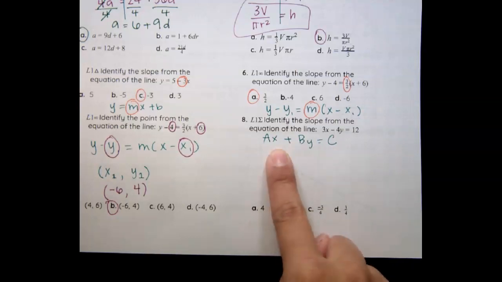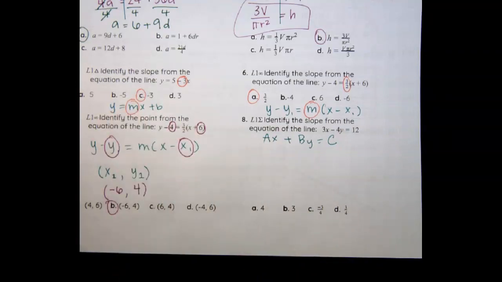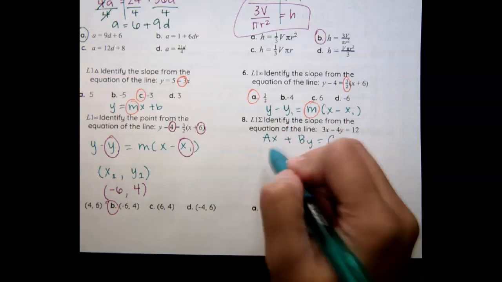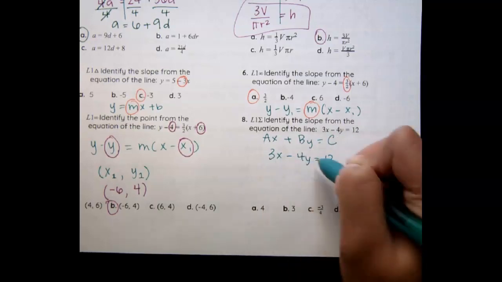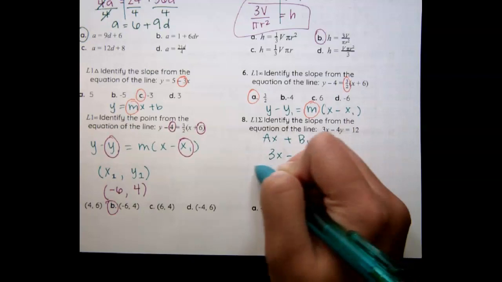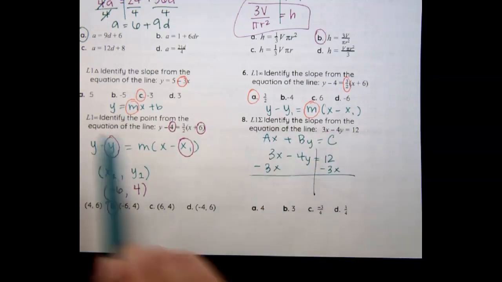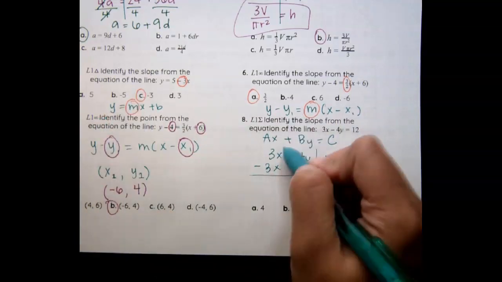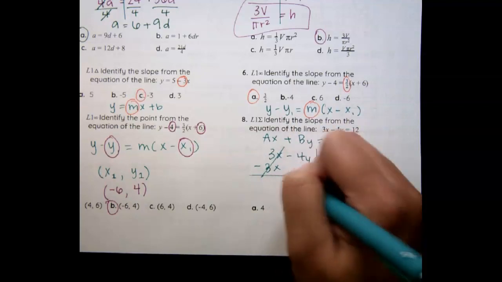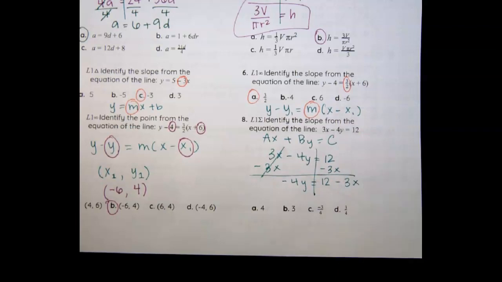I have to change this to look like this so that I can look in front of x to find the slope. So my point is I need to get y by itself. That's really what you're trying to do. So I have 3x minus 4y equals 12. The first thing I need to do is move this 3x over to the other side because I need to have y on the opposite side of x. Right now they're on the same side. So that is going to cancel that out. I have -4y equals 12 minus 3x.